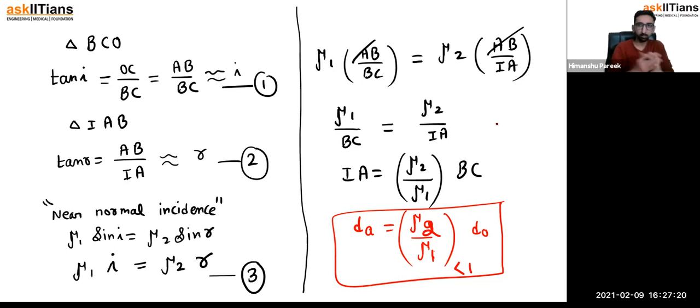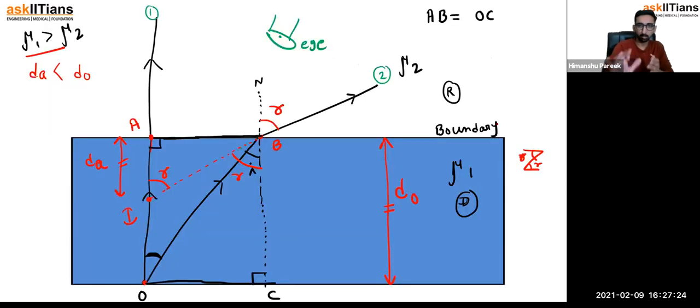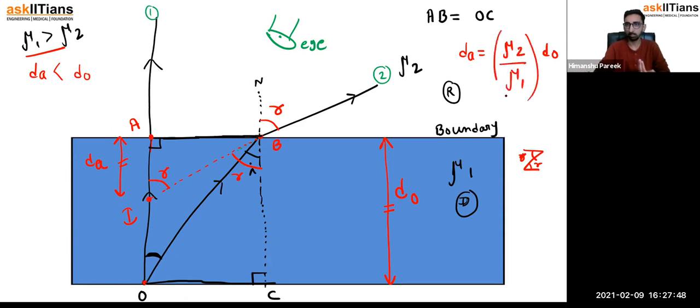Now let me give you a trick to remember this. The trick is, you must remember the fact that when a light ray goes from denser to rarer medium, the things are getting lifted up. So the observer is in the rarer medium and the object is in the denser medium. So the things are getting lifted up, and the apparent depth is going to be less than the actual depth. So in the numerator, you should put the rarer medium, and in the denominator, you should put the denser medium.